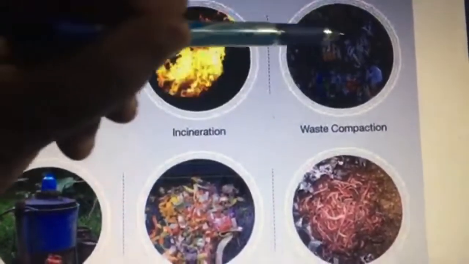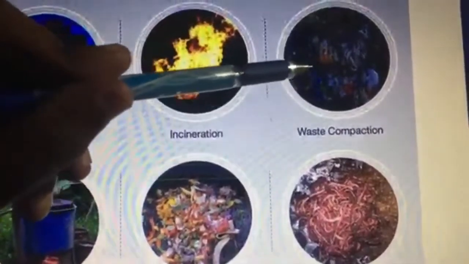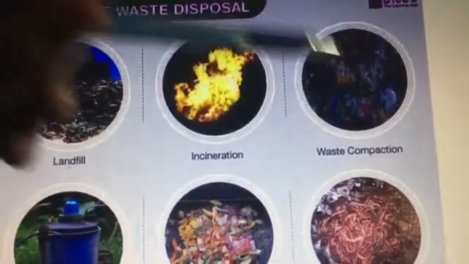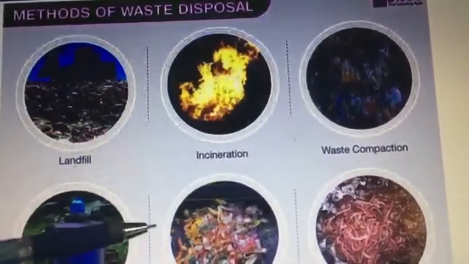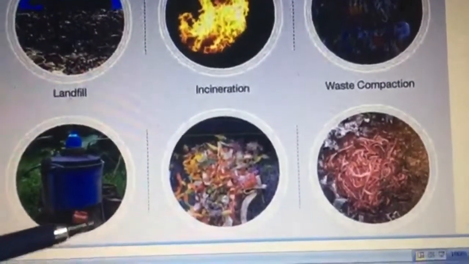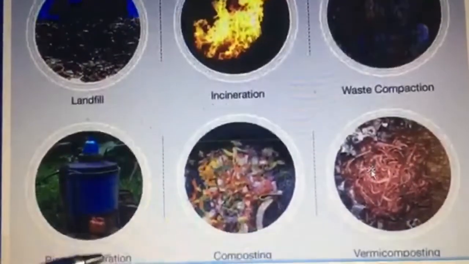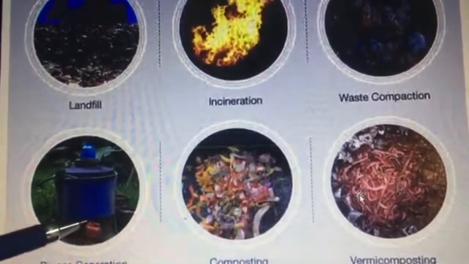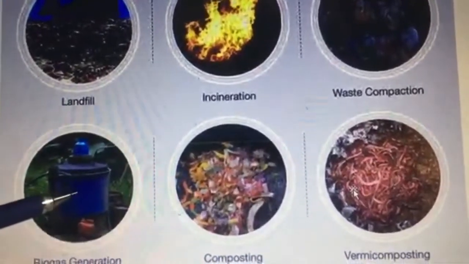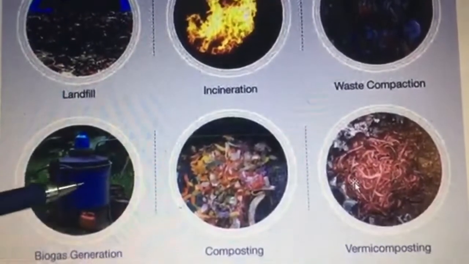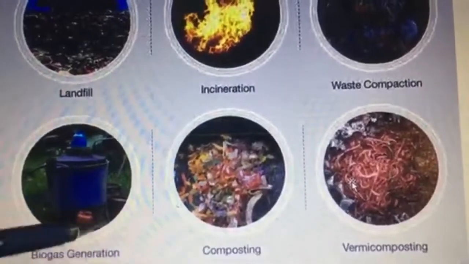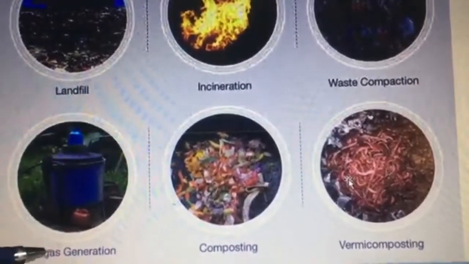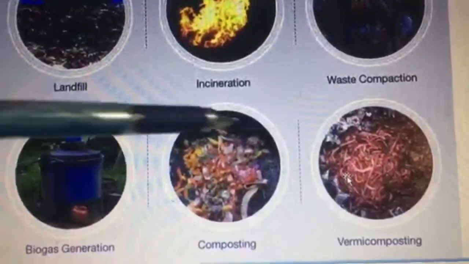So many wastes are there. The waste, everything is crushed compactly, so it reduces the amount of waste. And biogas generation. Collect the animal waste and dump it in a particular place, where it is decomposed by microorganisms and produces biogas.